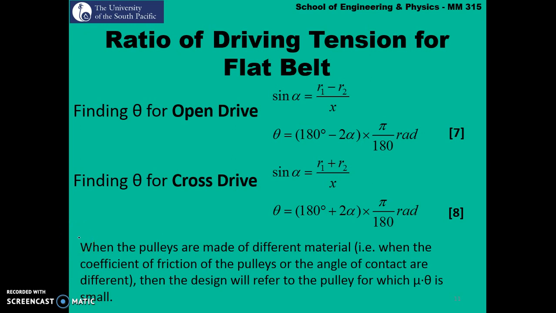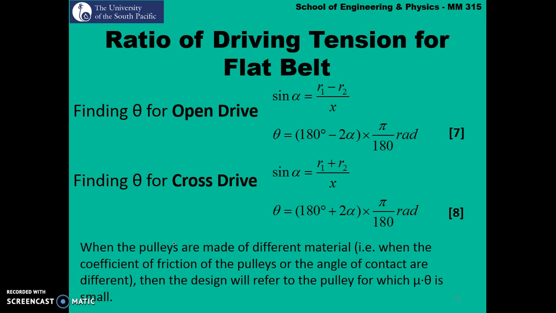What this point says is, when the pulleys are made of different material, that is, when the coefficient of friction of the pulley or the angle of contact are different, then the design will always refer to the pulley for which mu theta is small. So you might have two pulleys: pulley 1 which has mu 1 and theta 1, and pulley 2 which has mu 2 and theta 2.